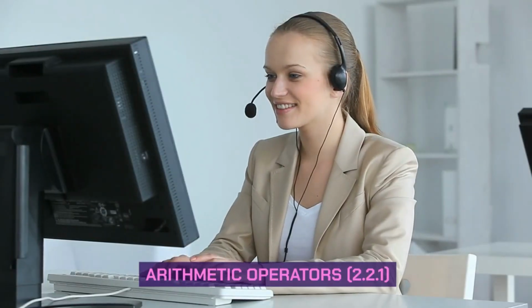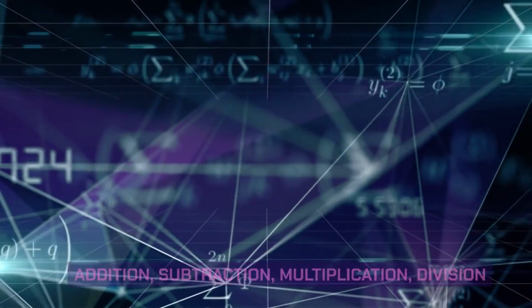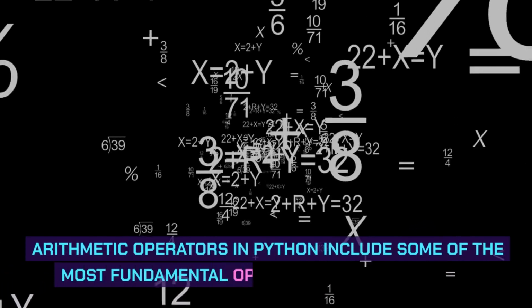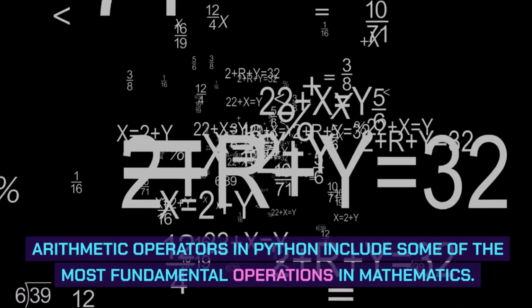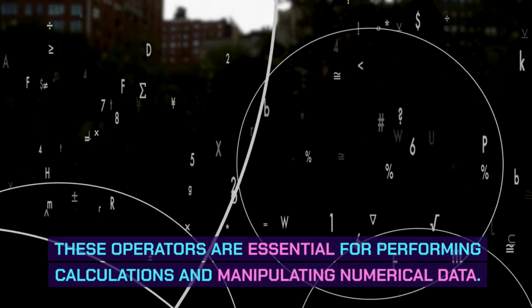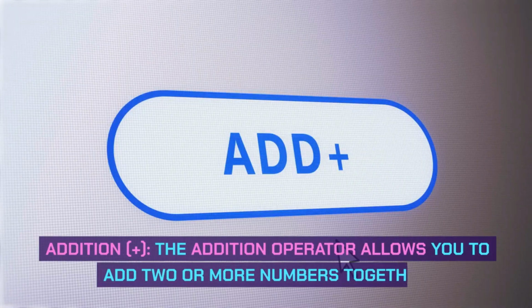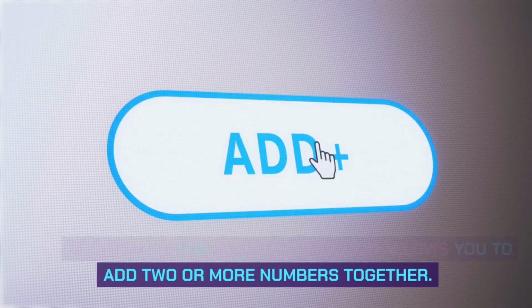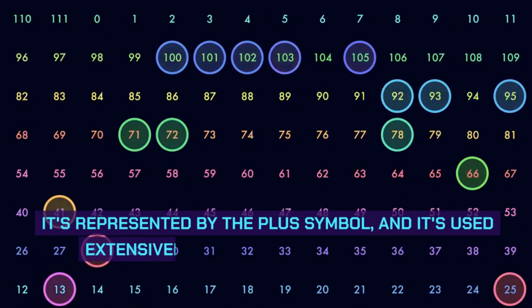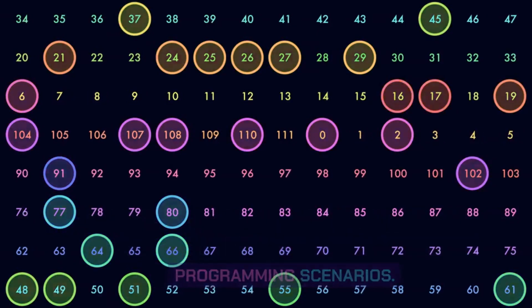Arithmetic operators, 2.2.1. Addition, subtraction, multiplication, division. Arithmetic operators in Python include some of the most fundamental operations in mathematics. These operators are essential for performing calculations and manipulating numerical data. Addition, plus. The addition operator allows you to add two or more numbers together. It's represented by the plus symbol, and it's used extensively in various mathematical and programming scenarios.